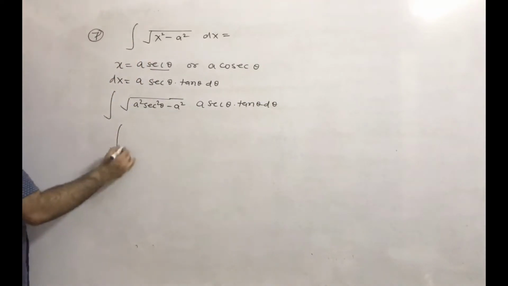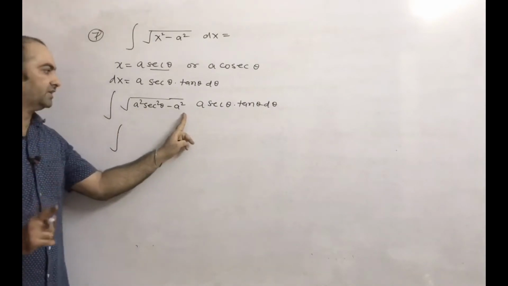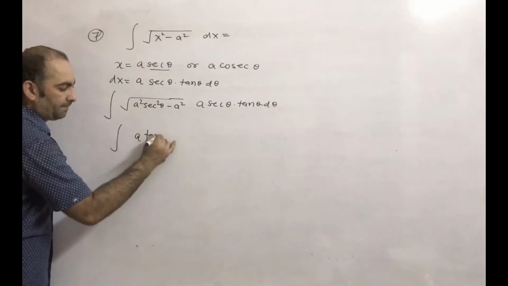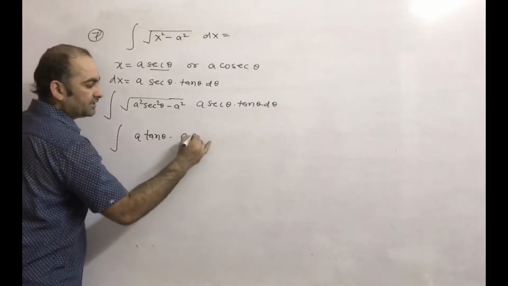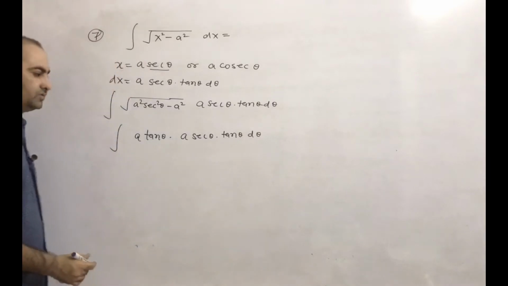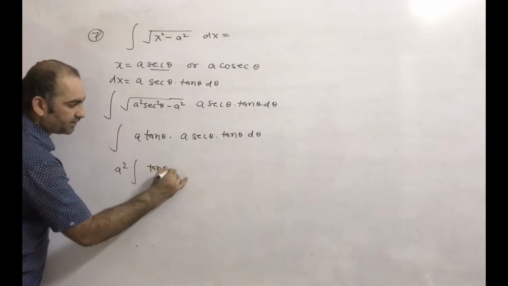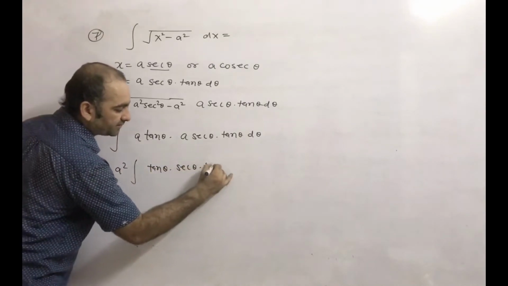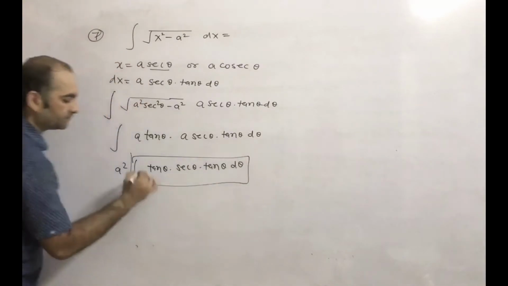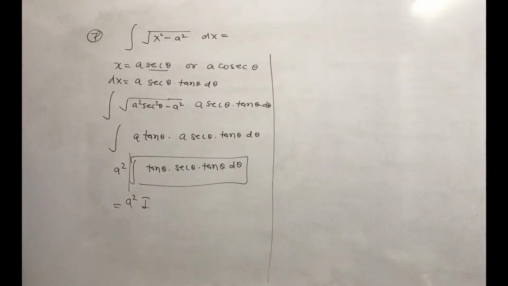So this is now the integration of root over a square, we can take common, secant square theta minus 1, which is tan square theta. So we get root over a square tan square theta, which is a tan theta, into a secant theta tan theta d theta. So this one we can write as a square tan theta secant theta tan theta d theta. We are assuming this integral is I, so this equals a square I.